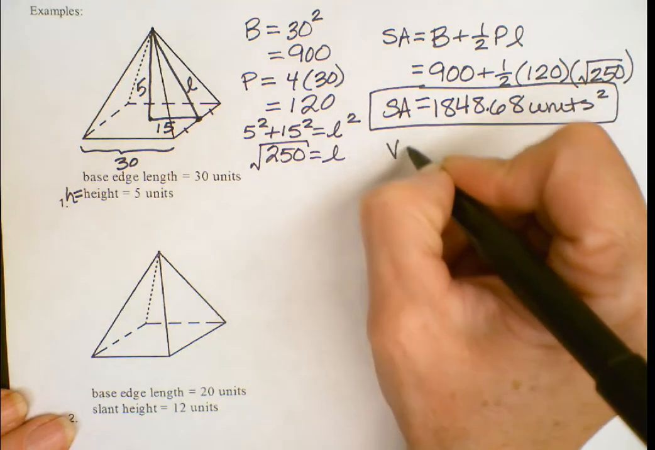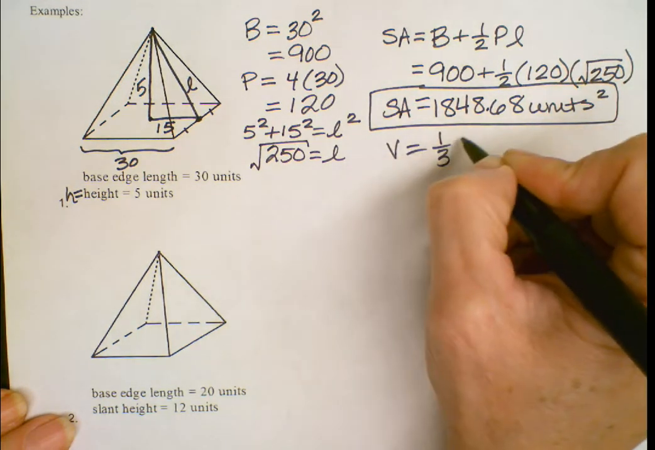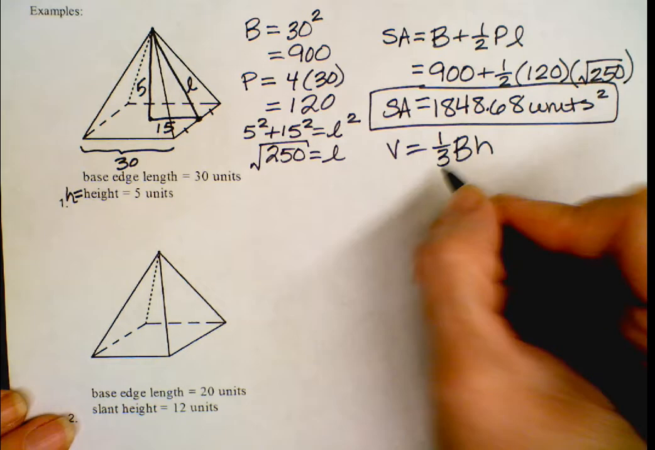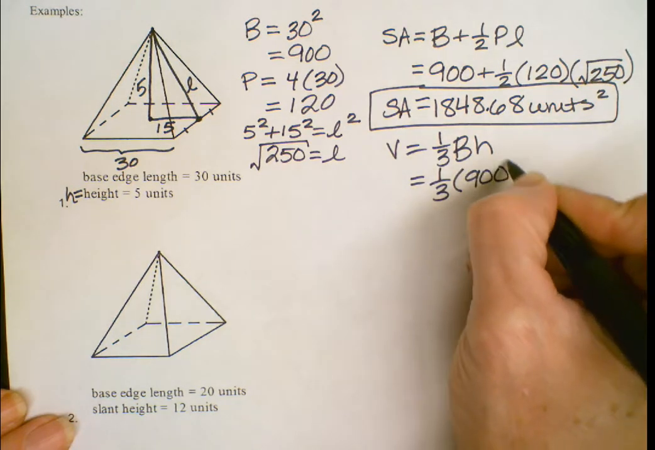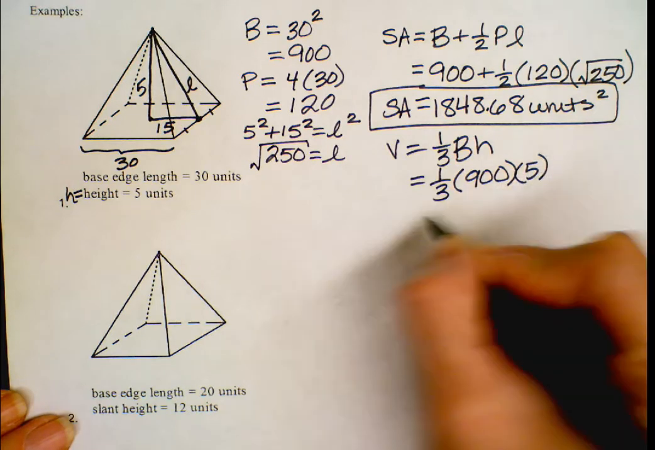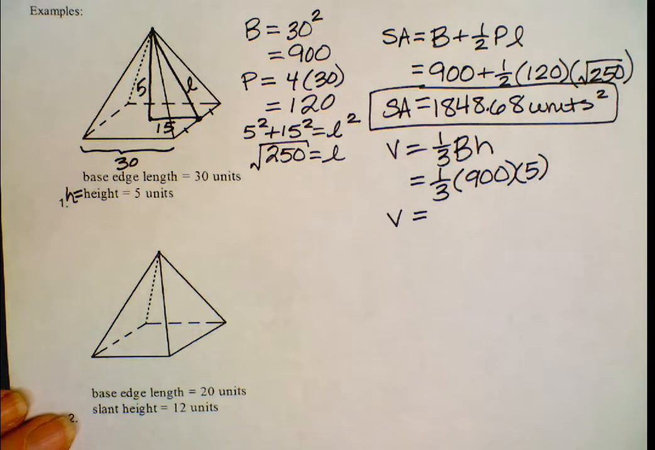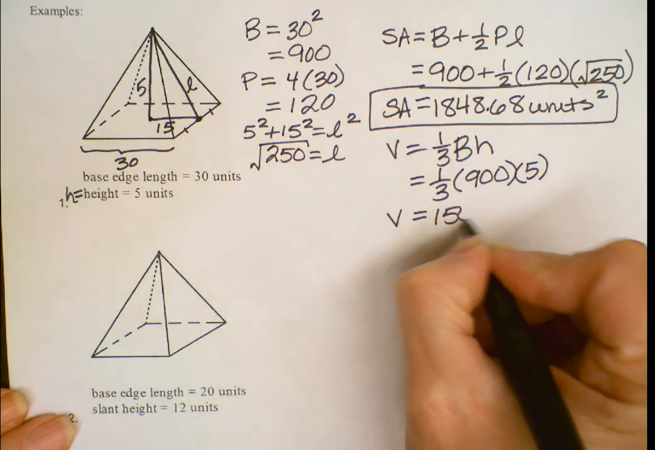All right, now for the volume. 1/3 times the area of the base times the height. So in this case, 1/3 of 900 times the height, 5. Gives us a volume of 1/3 times 900 times 5. 1,500 units cubed.